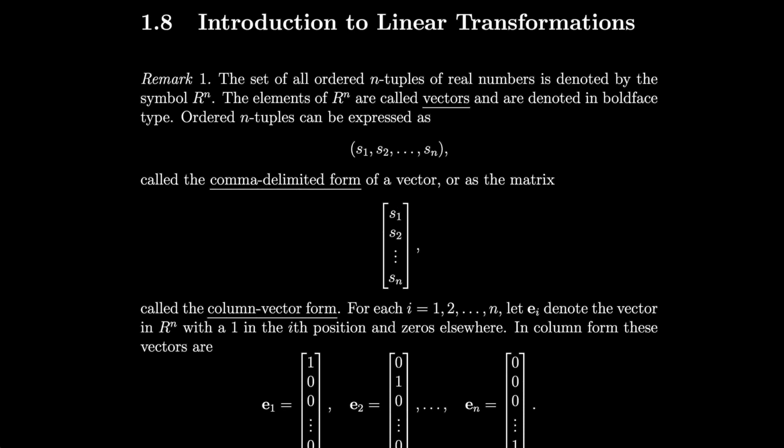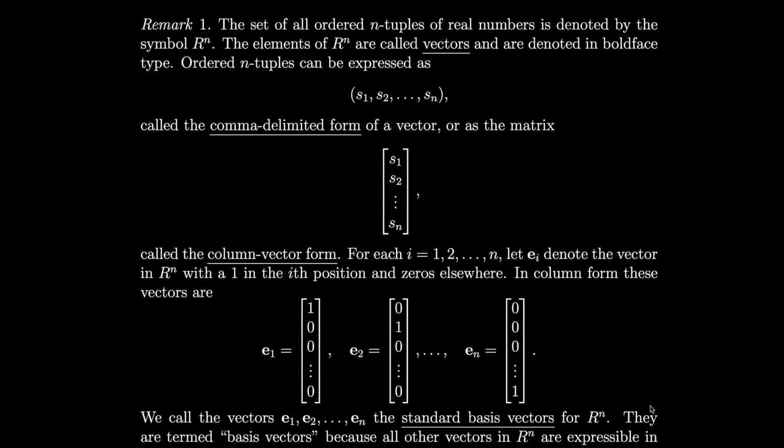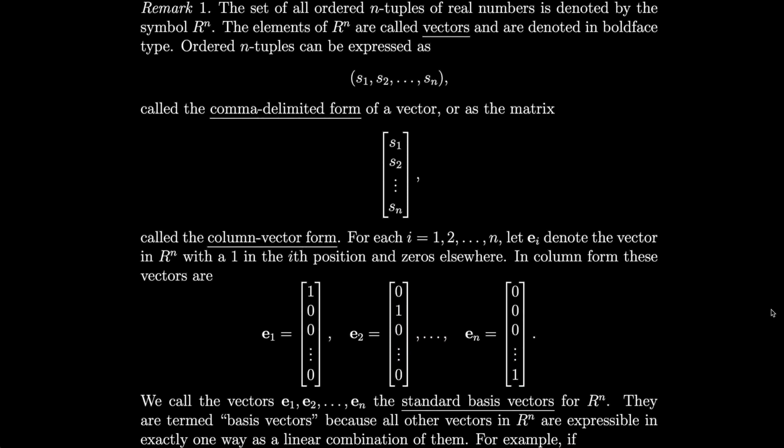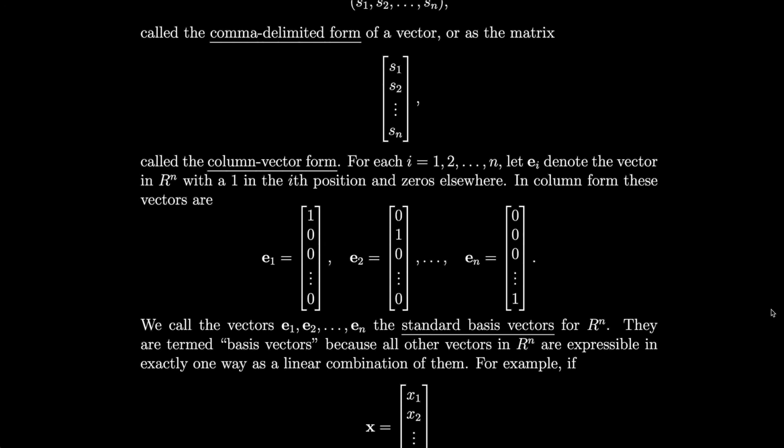For each i from 1 through n, let ei denote the vector in Rn with a 1 in the ith position and zeros elsewhere. In column form, these vectors are right over here. So e1 will be the one with the 1 in the first entry, e2 with 1 in the second entry, and so on, where en has a 1 in the nth entry. We call the vectors e1, e2 through en the standard basis vectors for Rn.